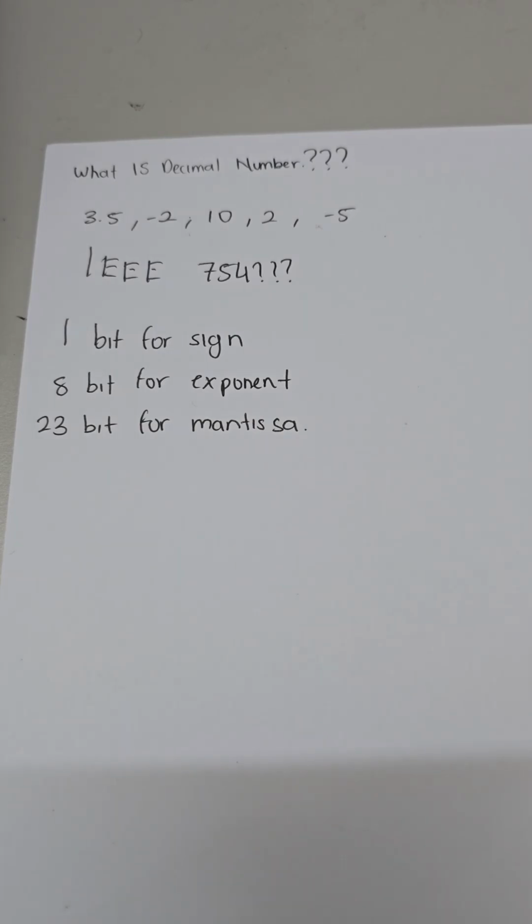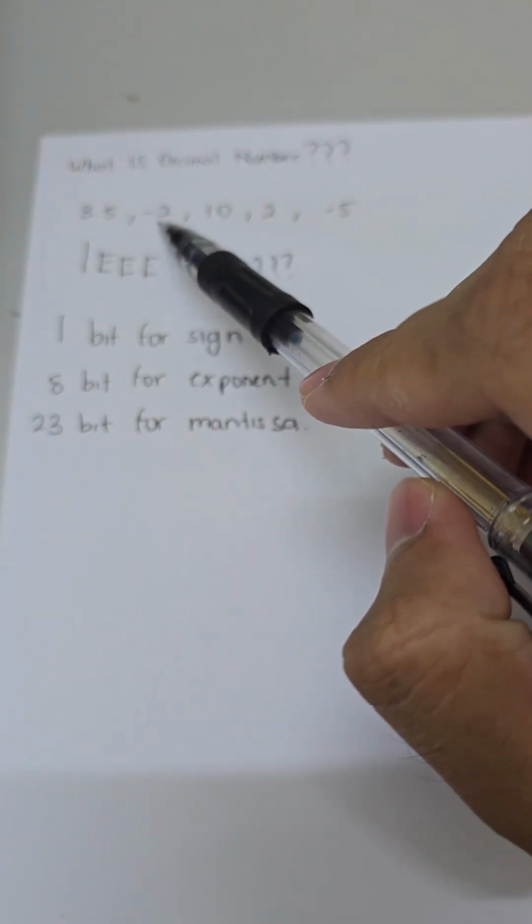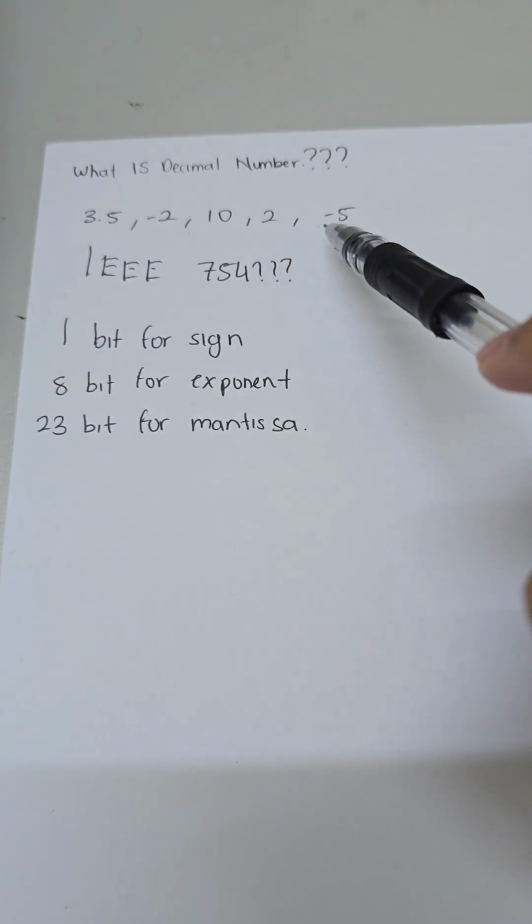So for further understanding, we should know what a decimal number is. Decimal numbers are the normal numbers we use every day. They are based on base 10, which means each digit represents a power of ten. For example, 3.5, -2, 10, 2, and -5.